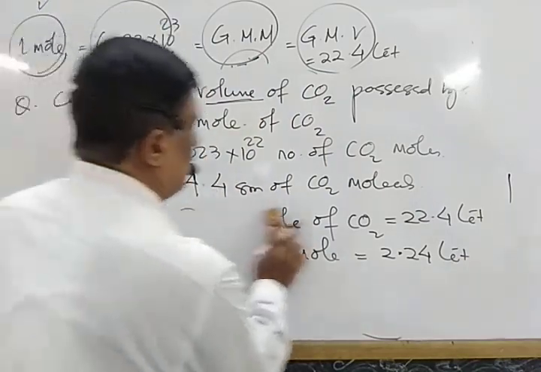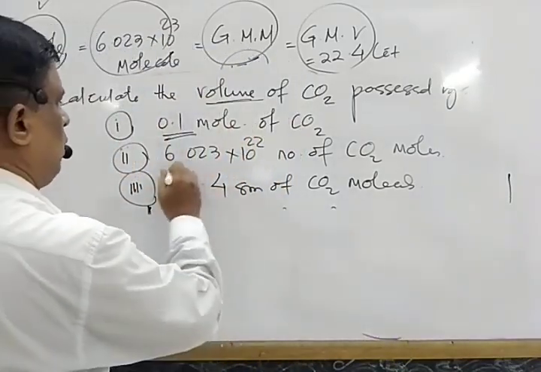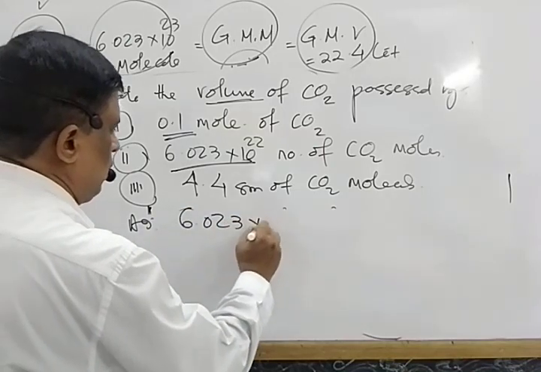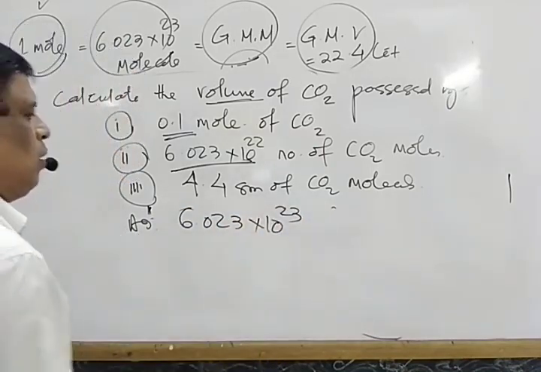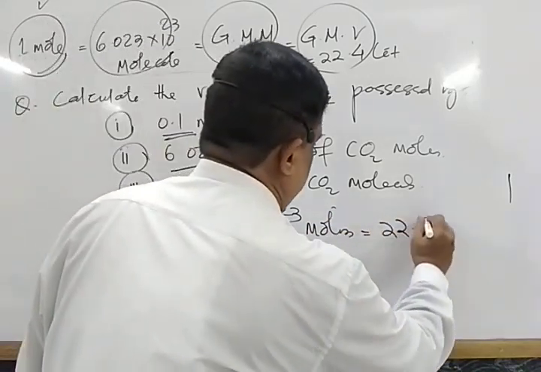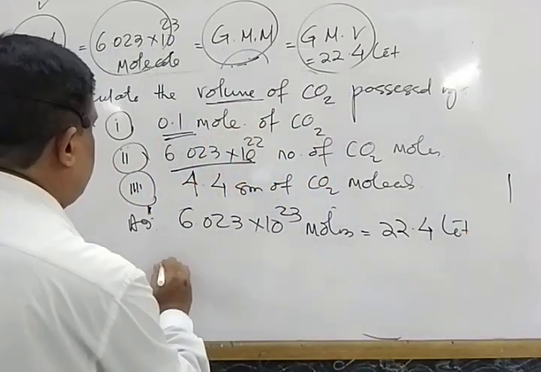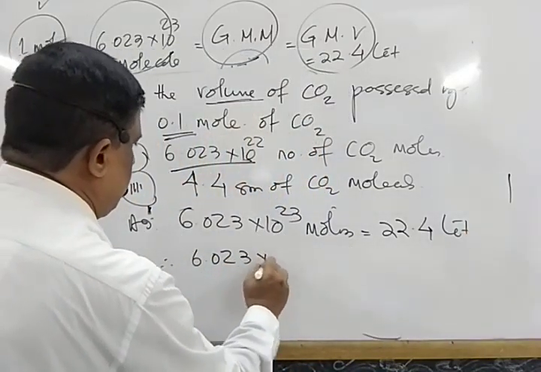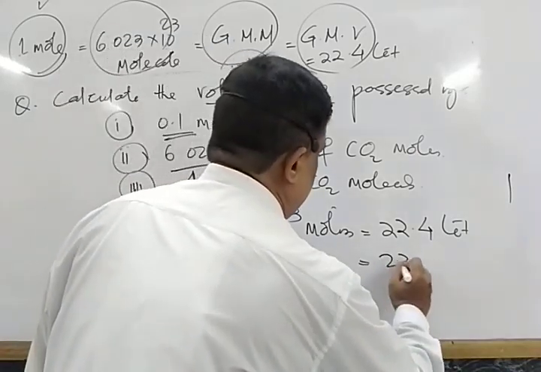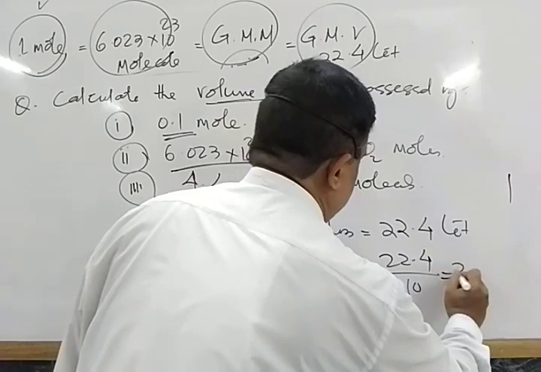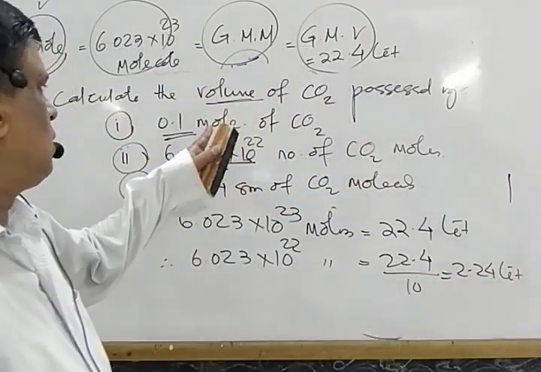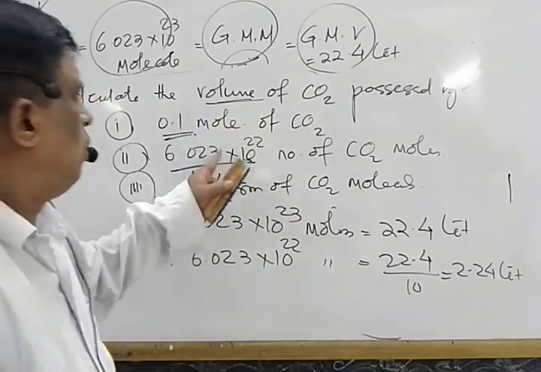Mark that. What is bit 2? That means 6.023 into 10 to the power 23 molecules possess a volume 22.4 liter. Therefore, 6.023 into 10 to the power 22 molecules possess 1 by 10, that means 22.4 by 10, that is 2.24 liter. So relationship of mole with volume, number with volume.